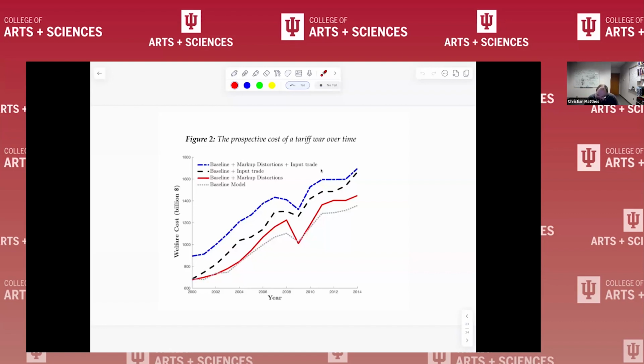And there are two interesting features. I want to focus on one here. There's a couple of different lines. These lines differ in what assumption Ahmad is making on the model economy that he studies. But what's common across all these different assumptions is that these lines go up over time. Over time, these tariff wars, these mutual increases in tariffs across the world economy, have increased a lot in cost. Why is that? Because the world economy has become a lot more open.